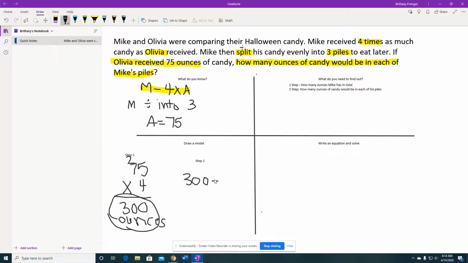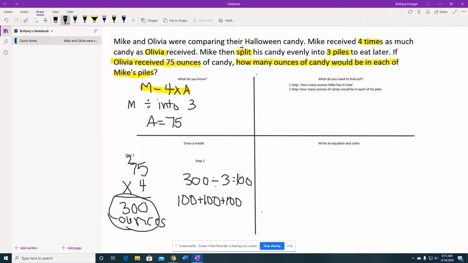you could do this long division if you need to, but I know that I can just think, all right, if I take away my zeros for a second, I know that 3 divided by 3 equals 1, and then I'm going to add my zeros back. So I can say that there are 100 in each of his piles. I could also say, I know that 100 plus 100 plus 100 is 300. So each group has 100 inside it. You can also have that thinking as well.